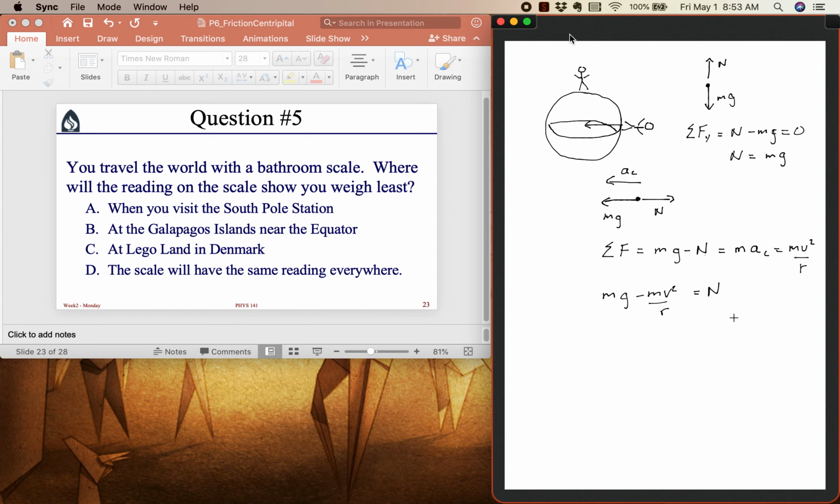It's not by a huge amount, but it will be a little bit less, because as you're going around the circle as the Earth rotates, it's as if the Earth is throwing you outward a little bit. So near the equator is where you would weigh the least. So you would weigh the least at the Galapagos Islands near the equator.